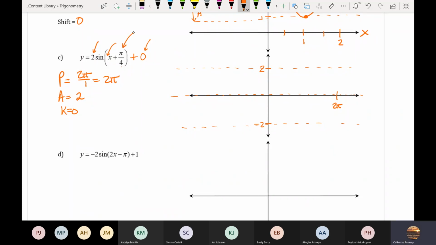Now, there is a shift. Can anybody tell me which way it's shifting?